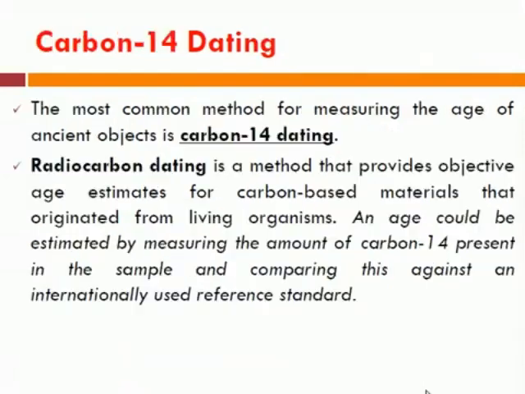radioisotope dating techniques. So the most common is the carbon-14 dating. So the most common method for measuring the age of ancient objects is the carbon-14 dating. Radiocarbon dating is a method that provides object age estimates for carbon-based materials that originated from living organisms. An age could be estimated by measuring the amount of carbon-14 present in the sample and comparing this against the internationally used reference standard.